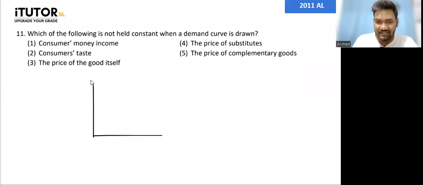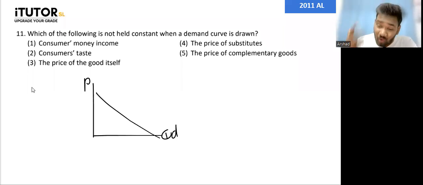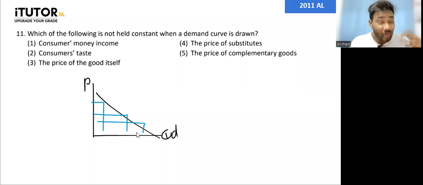So in the demand curve, this is the price axis, this is the quantity axis. So which one is not held constant? The one that is not held constant is the price of the good. The demand curve is drawn to represent the law of demand. The law of demand says there's a negative relationship between price and QD. So when the price changes, we can show that. That's why we said the price is not held constant.